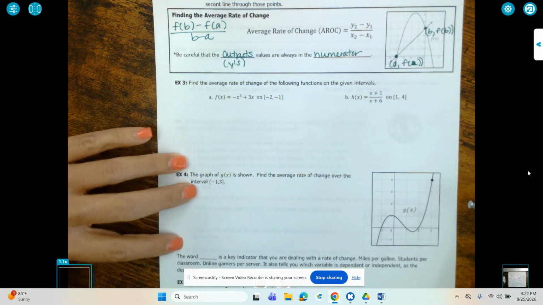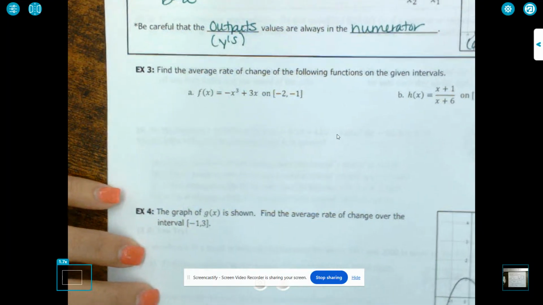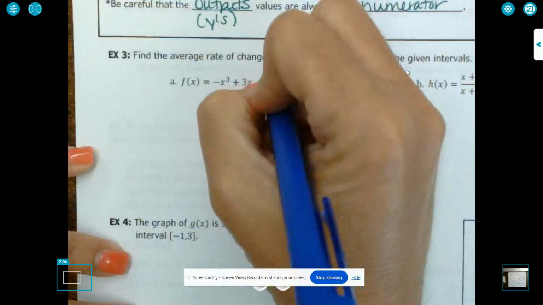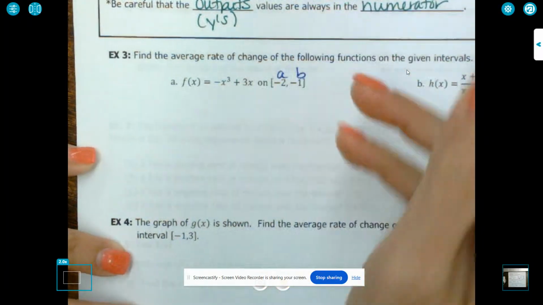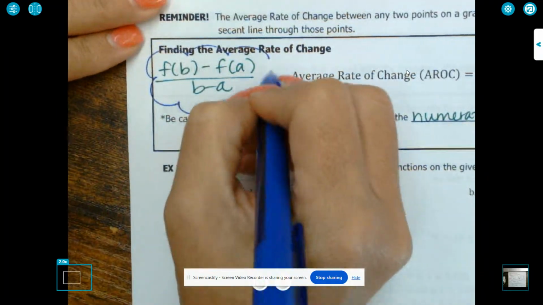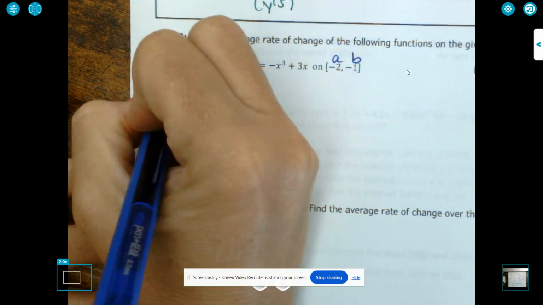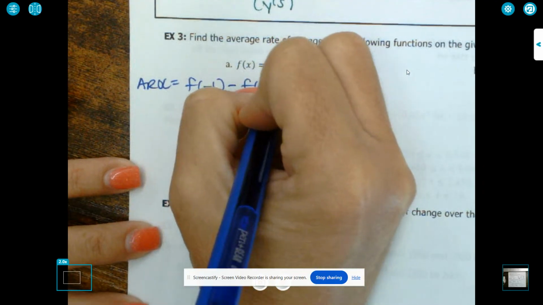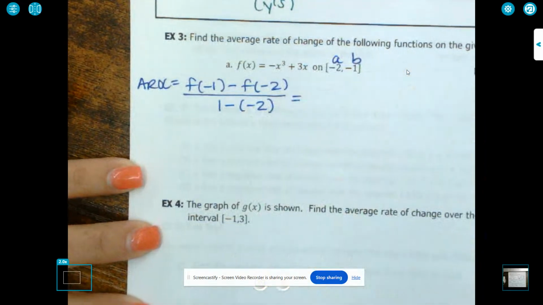So let's calculate some average rates of change. All right, so you're going to notice, zoom in a little bit, your intervals. So remember, these intervals are all x values. So this is your A and this is your B right here. So we're going to use the formula from up here again, f of B minus f of A over B minus A. All right, so if I do that, my AROC for this problem would be f of negative 1 minus f of negative 2 over 1 minus negative 2. That's what it would be.